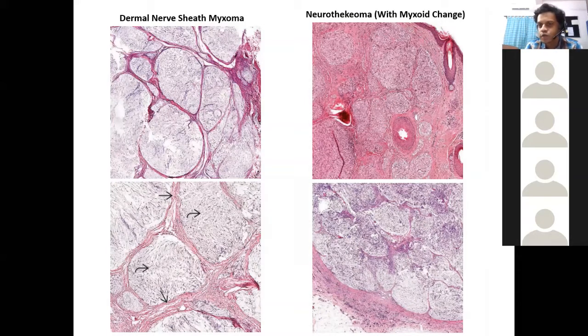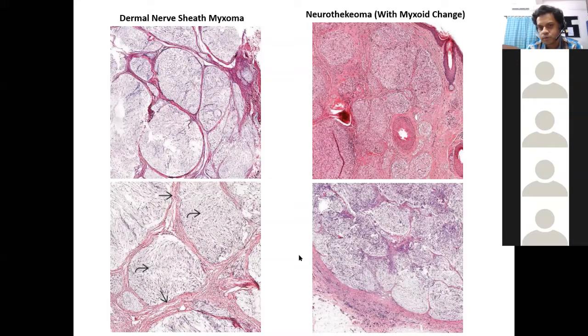These also give the idea of a plexus-like, nodular pattern, but the cellularity in a neurothekeoma is much more compared to a dermal nerve sheath myxoma. A problem might happen if there is a neurothekeoma with very prominent myxoid change. In such cases, as the picture shows, there's a lot of overlap between the two.